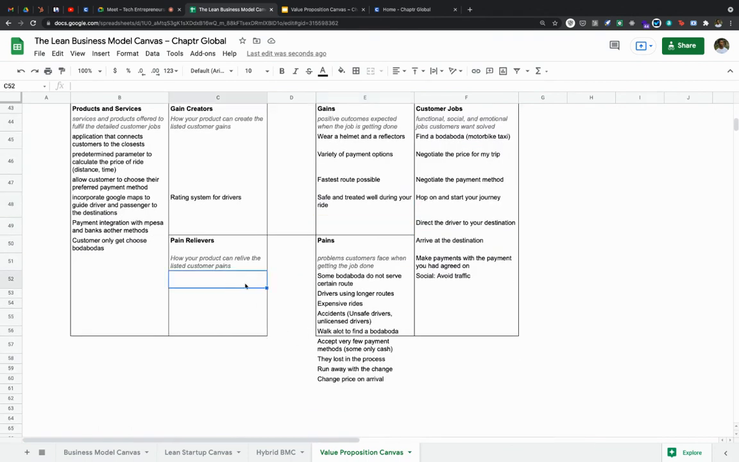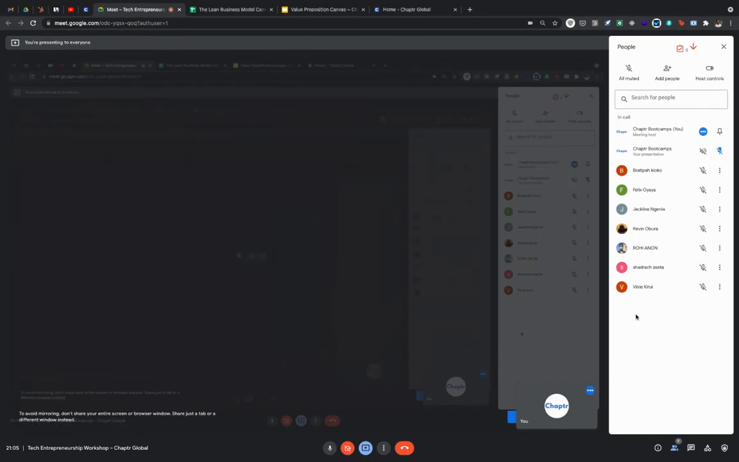Okay, now let's get to pain relievers. Some bodas do not serve a certain route. What will be the best way to relieve this pain? Anyone very quickly?